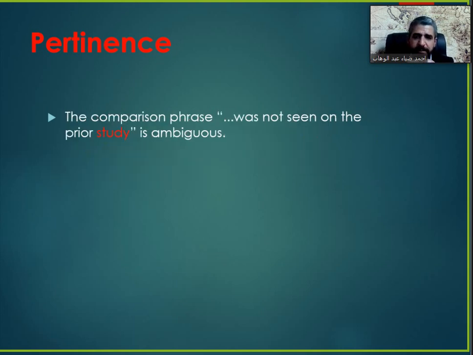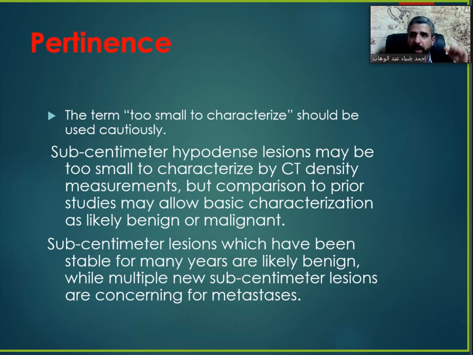The comparison phrase "was not seen on the prior study" is not obvious, it's ambiguous. Don't use "the liver mass was not seen on the prior study." It's important to state if the lesion was or was not visible on the prior images, even if it was not reported. The lesion was not seen or was not present on the previous CT scan, okay? Or the lesion is present on the previous CT scan, even if the report was negative. You write the comparison that you make now, not the old one.